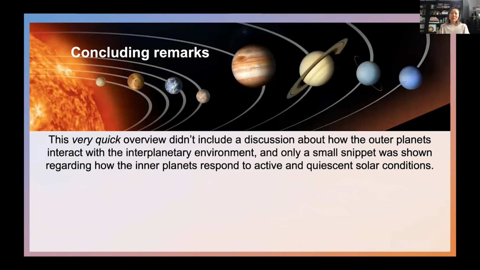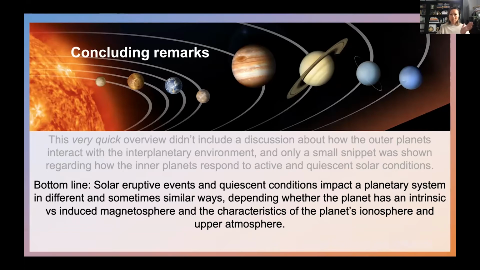Okay, concluding remarks. This is a very quick overview. I apologize, I'm speaking too fast, but there's a lot to cover. And I obviously didn't include any discussion about the outer planets, which Fran and I think on this workshop are very familiar with. Because all of these planets interact with the planetary environment, and I only covered a very small snippet of the interactions of the inner planets, okay?